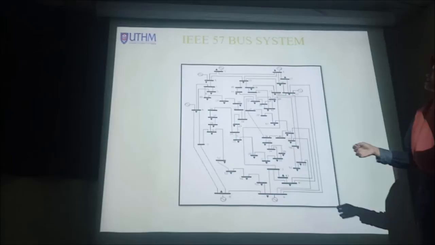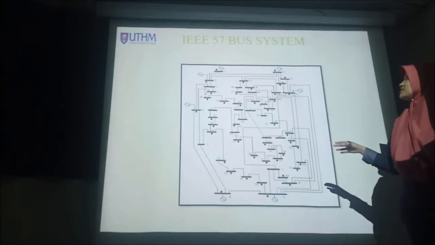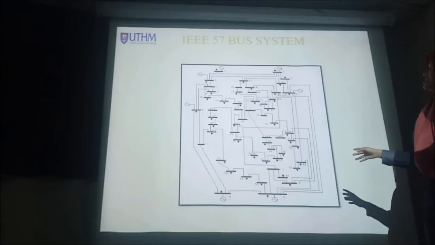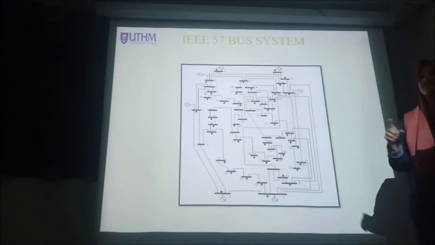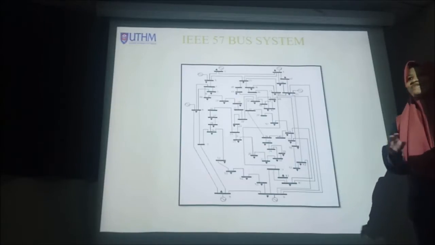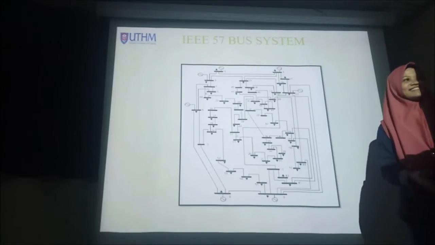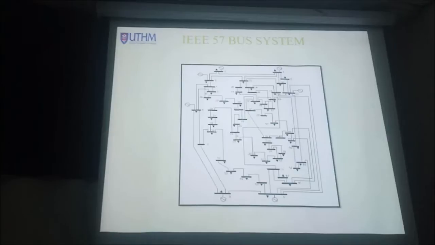Next is the single line diagram of the IEEE 57 bus system. For this single line diagram, we use 7 generators and 57 buses. Next, I will pass it to Alex.